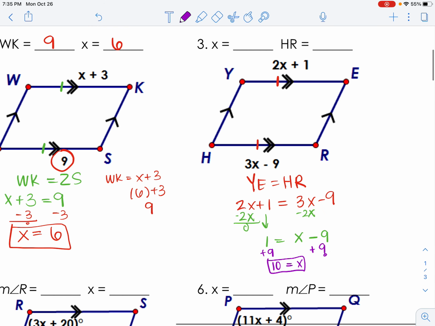So now we've solved for x, and we're going to use that to find HR. So we know that HR equals 3x minus 9. And now we know that x is 10. So now we can do 3 times 10 minus 9. And we're going to follow order of operations. So 3 times 10 is 30. Minus 9 is 21. So HR is 21.